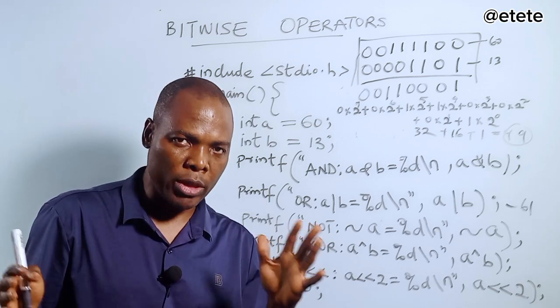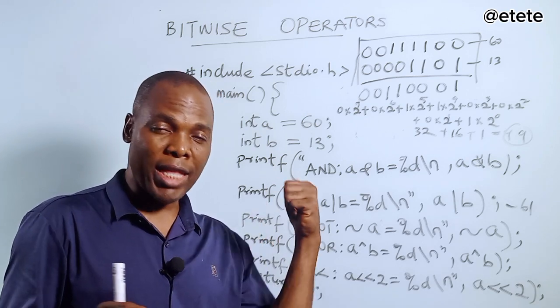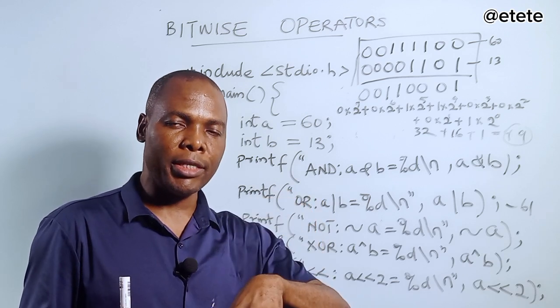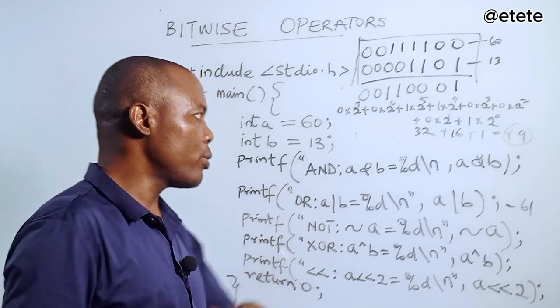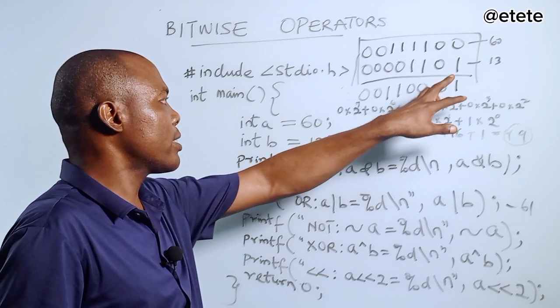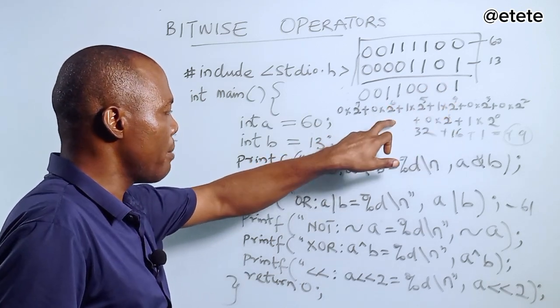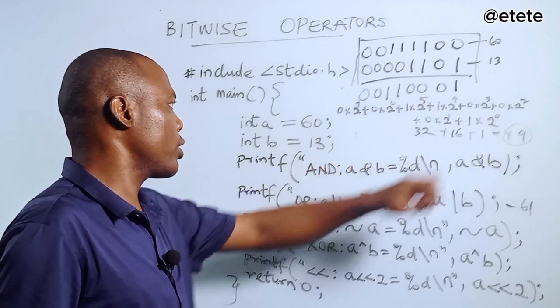I hope you are with me. If you don't understand what I'm doing here, please state it in the comment section and I will answer you. So this is how you convert binary to decimal. So that will give us 49.